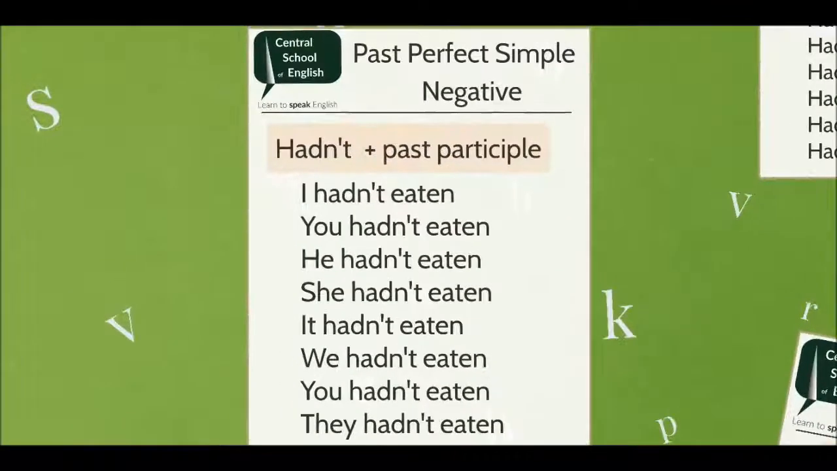To make negative statements using the past perfect tense in English, we use the subject plus the past simple negative of the verb to have plus the past participle of a main verb. To make negative sentences in the past perfect using the verb to eat, we can say, I hadn't eaten, you hadn't eaten, he hadn't eaten, she hadn't eaten, it hadn't eaten, we hadn't eaten, you hadn't eaten, and they hadn't eaten.